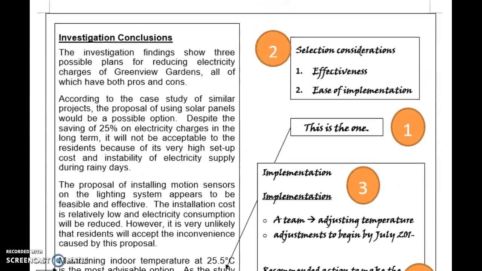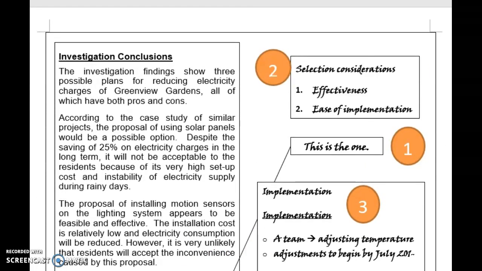Number 2, you need to tell the reader based on what considerations your boss would choose that particular initial proposal. Your boss made the decision due to the effectiveness and ease of implementation. Due to these 2 reasons, your boss has made a decision.